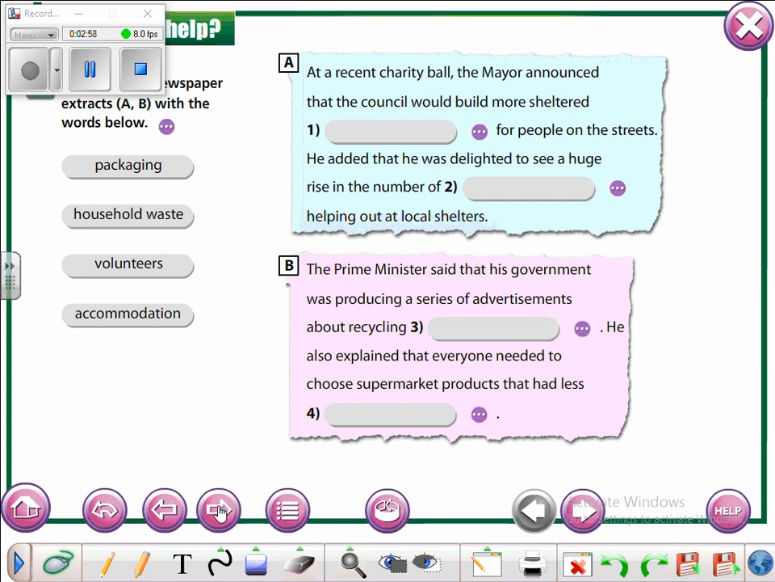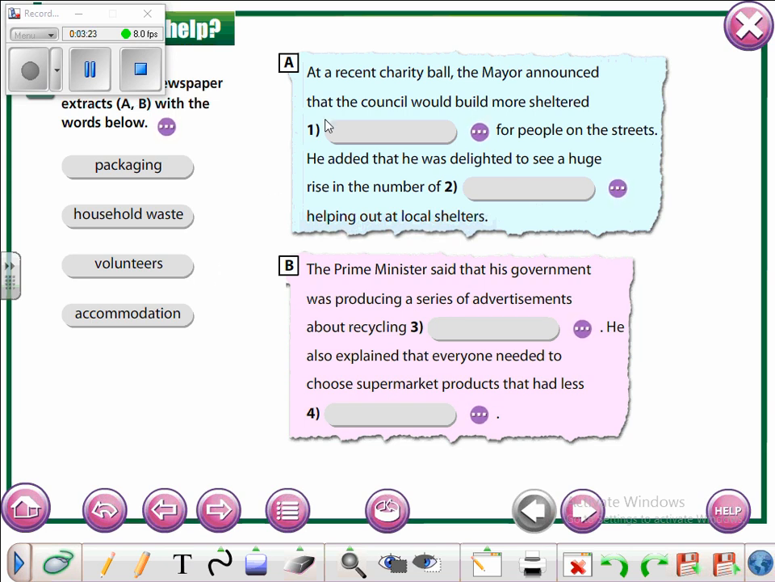These are newspaper extracts A and B with the words below. We're going to fill in these gaps. We have packaging, household waste, volunteers, and accommodation. Do you find any difficult word here? I'll give you 10 seconds to check. Okay, so let's start here.